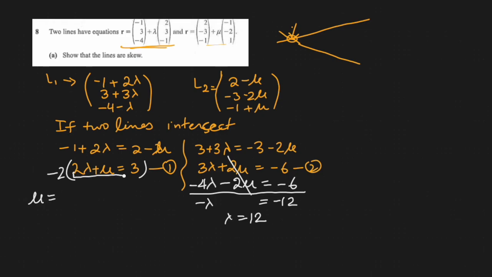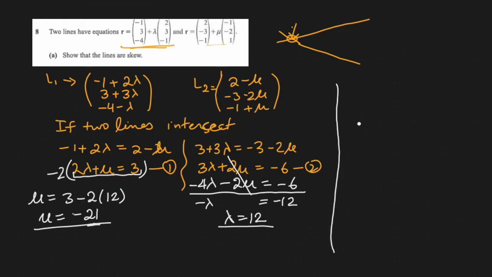Let me use this part to find mu. So mu equal to 3 minus 2 lambda, 3 minus 2 lambda. So mu equal to 3 minus 24, which is minus 21. So mu came out to be minus 21, lambda came out to be 12. That does not mean that this intersection point actually exists. Any two simultaneous equations will give you some values. So we are not there yet.